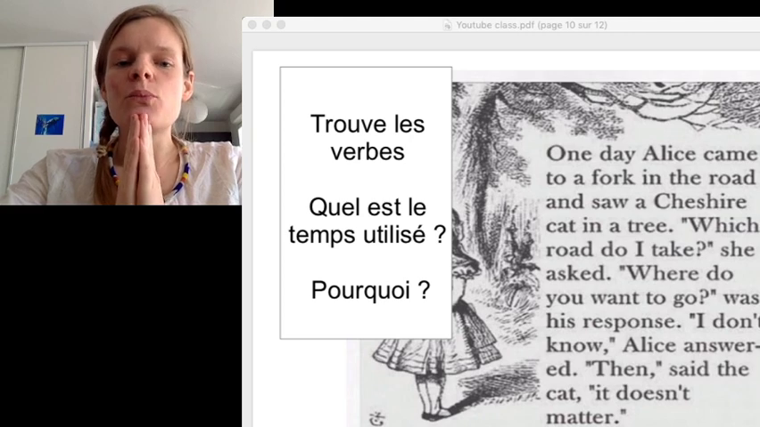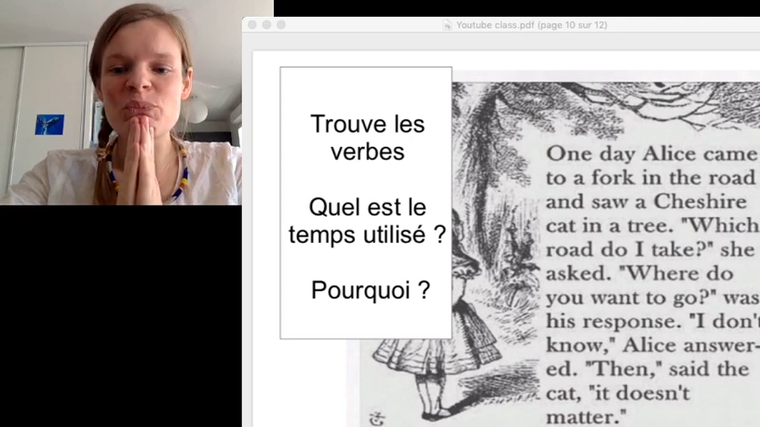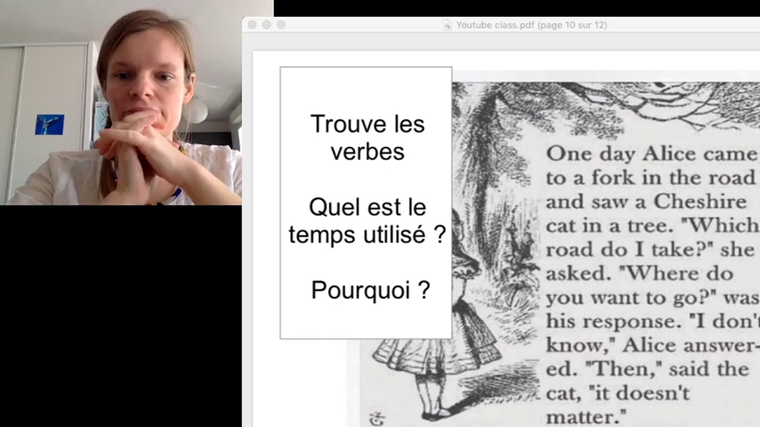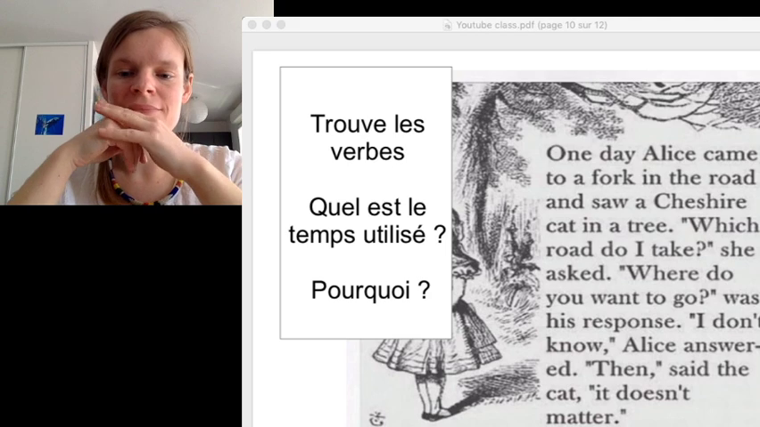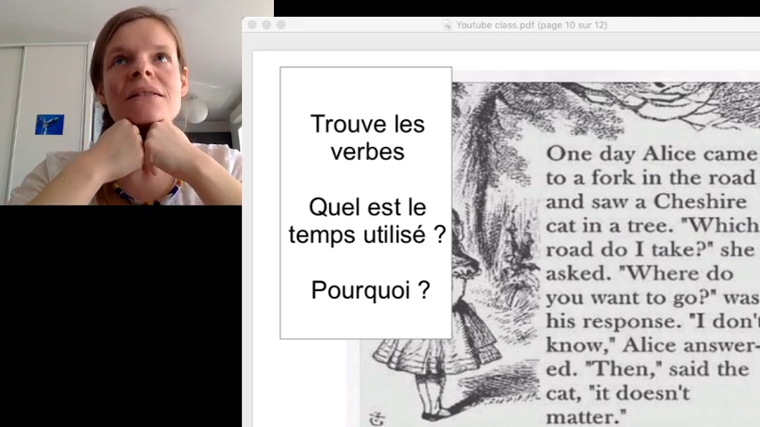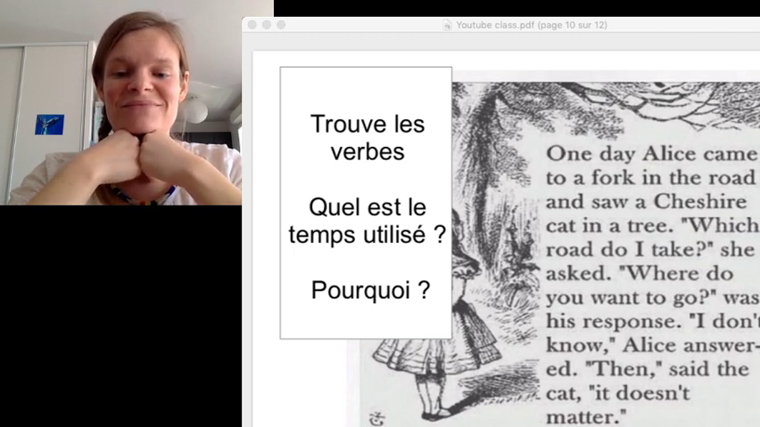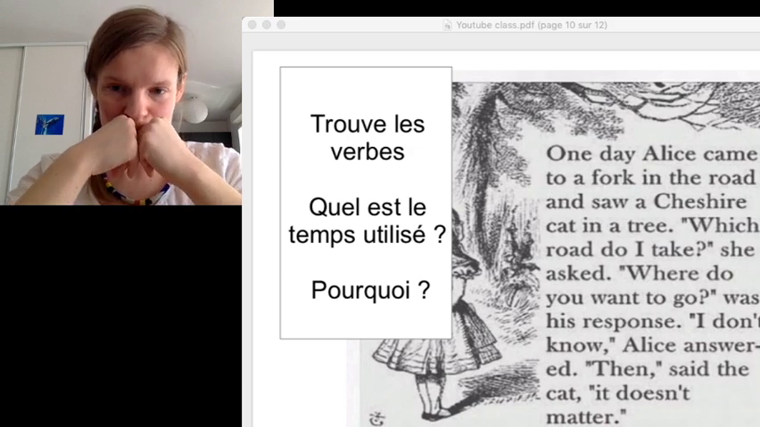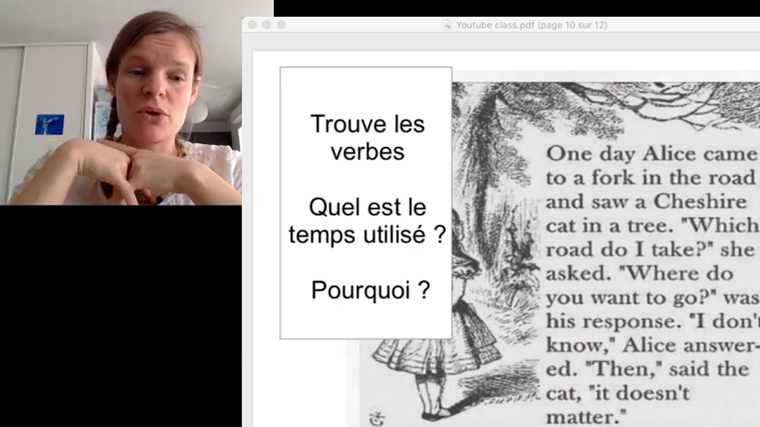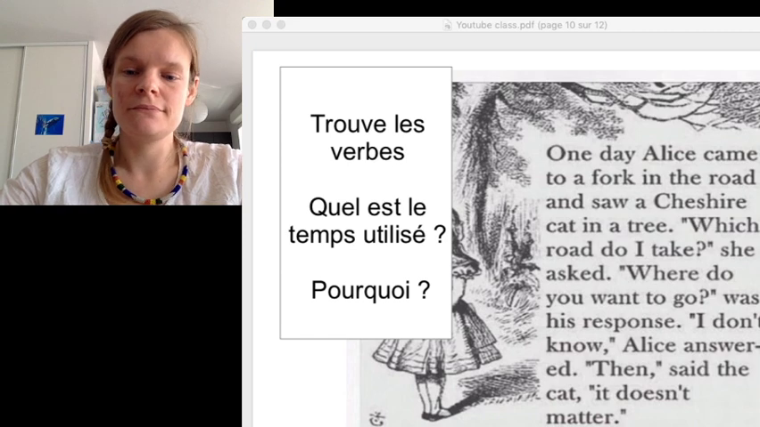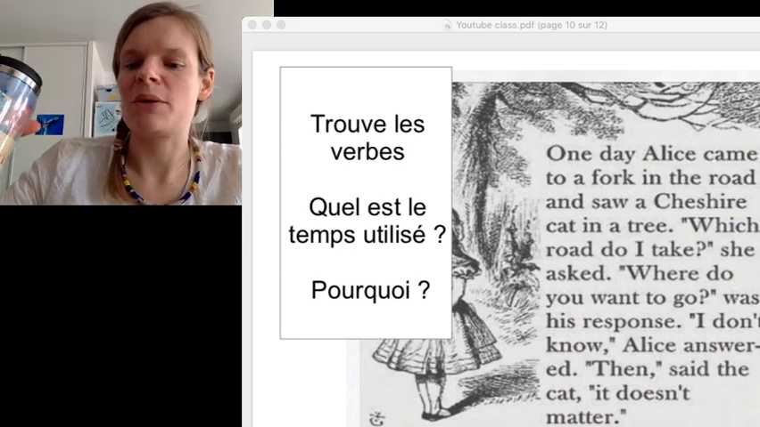Et ma dernière question était, pourquoi? Pourquoi on met le prétérit ici et pas un autre temps? C'est quand le narrateur parle, tu dis. Il pourrait parler au présent. Pourquoi il parle au passé? Les verbes au présent font partie du dialogue, tout à fait. Mais je vous demande la raison de l'utilisation du passé, du prétérit, ici. Je vous donne une minute et sinon je vous donne la réponse.